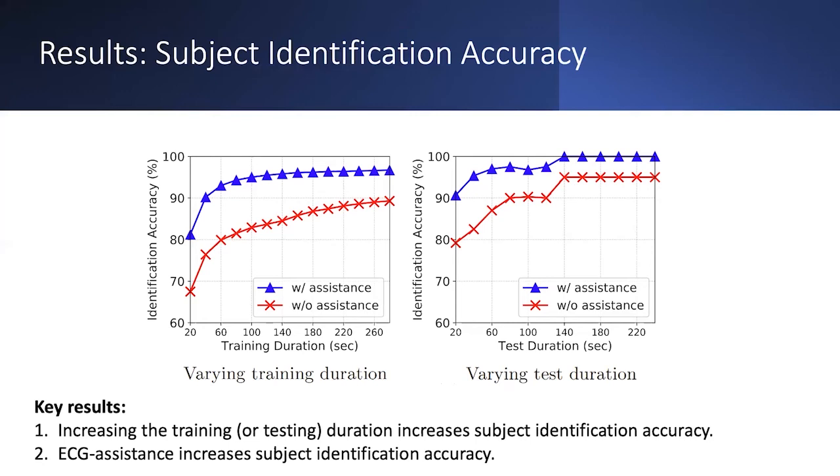Here are the key results we observed. The first one is that increasing the training or testing duration increases the subject identification accuracy. And the second one was that ECG assistance increases subject identification accuracy compared to the non-assisted version.